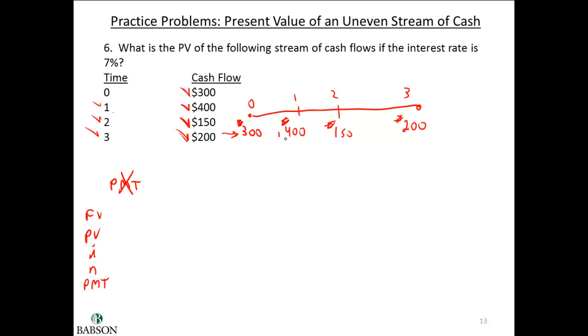What is this $400 going to be worth today? How do we solve that problem? Well, we know that future value is 400. N is 1, because we're pulling this back 1 year to find out what it's worth today. I, the interest rate, is 7%. Present value is what we're solving for. So when we plug those things in, go ahead and do it. You should get 373.83.